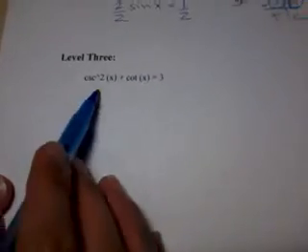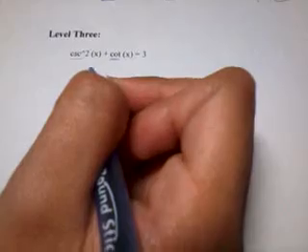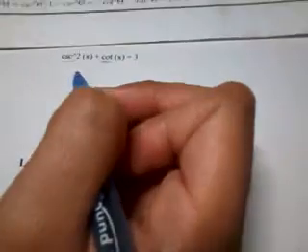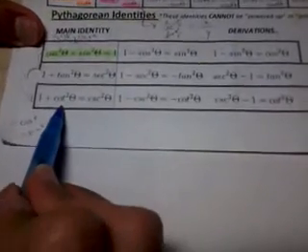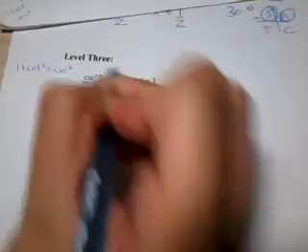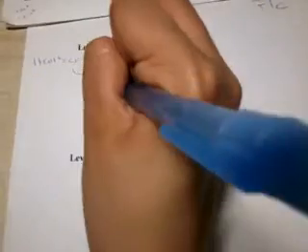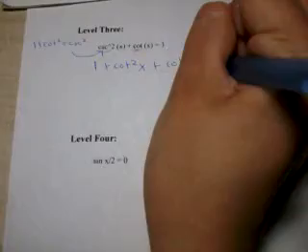Level 3, it says cosecant squared x plus cotangent of x is equal to 3. So what we're going to do is, first we want to try to get everything to be one identity. So for level 3, we're going to start using our identities. And we see that cosecant squared is equal to cotangent squared plus 1. So we're going to substitute that in here. So it's going to be 1 plus cotangent of x squared plus cotangent x equals 3.